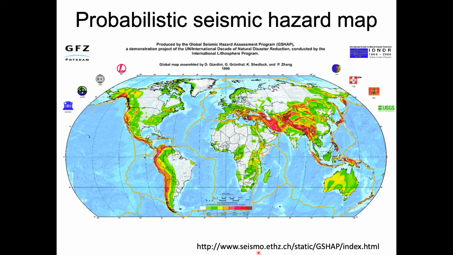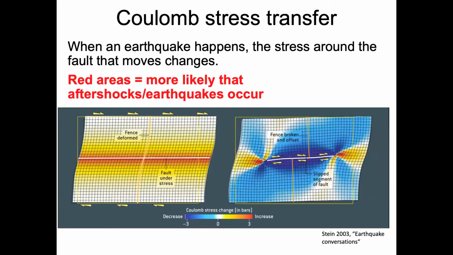Thinking now about slightly shorter-term forecasting, there is a technique that we can use called Coulomb stress transfer. The general view is that when an earthquake happens, it's releasing stress that's built up in the crust, and that's something that came up in the word cloud. But actually, it's not that simple. An earthquake changes the state of stress in the surrounding rocks. In some areas, the stress decreases, which is shown in blue in these pictures. But in other areas, the stress increases, which is shown in red.